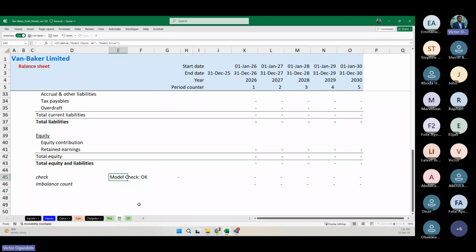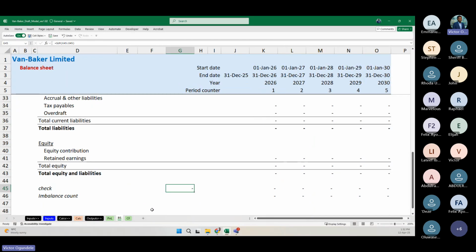So let me do it again. I said first thing is come to your balance sheet, the financial statements you've created. Then, I'm using my own column G here, type equal to SUM, and sum everything from year 1 to year 5. It should give you 0. Then in another cell, type equal to IF the total check cell equals 0, comma, open your double quotes, then type model check okay, then close the double quotes, comma. Then the value if it is false, open another double quote and type model error. Close the brackets.